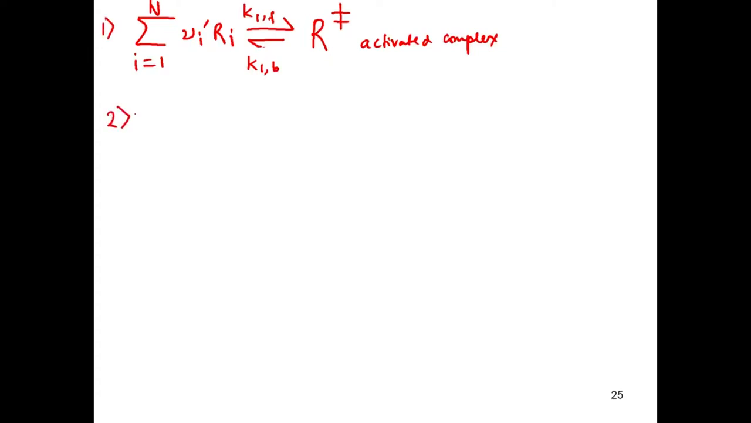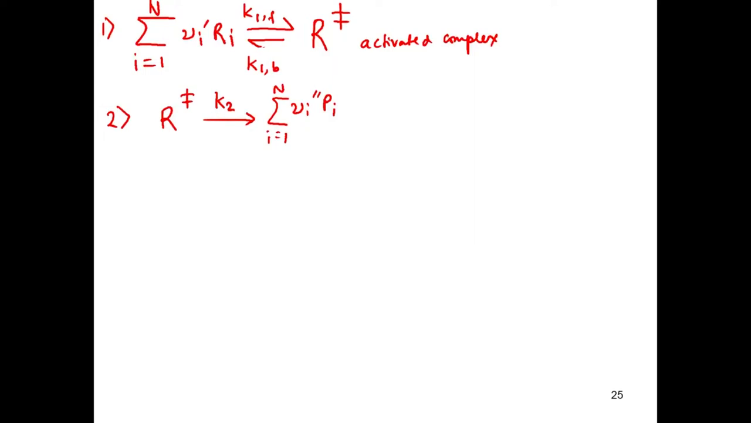Step 2 is this activated complex, being a highly unstable molecule, decomposes through a reaction rate constant K2 to form products. Okay. So in this case, we say that the backward reaction is slow, so we do not consider that. Okay. Now, so you see that this is a very generalized reaction scheme that we have written, and this will also allow us to understand the whole things that we discussed previously.